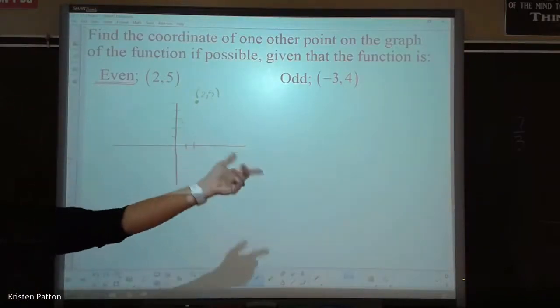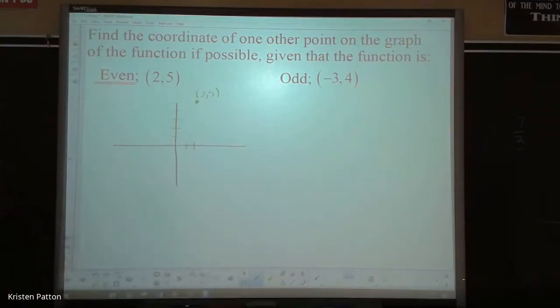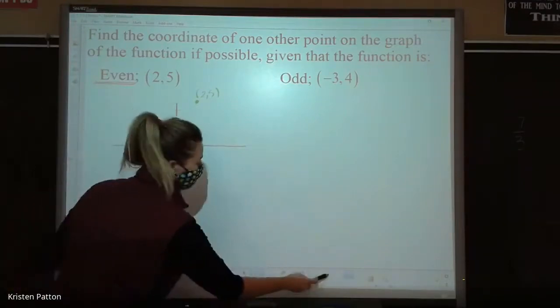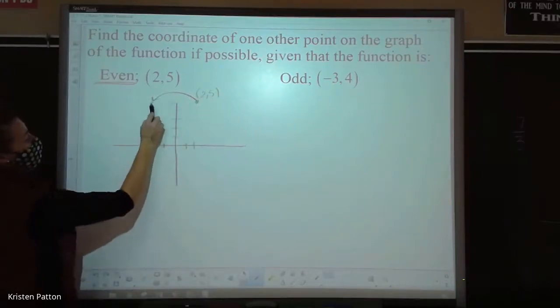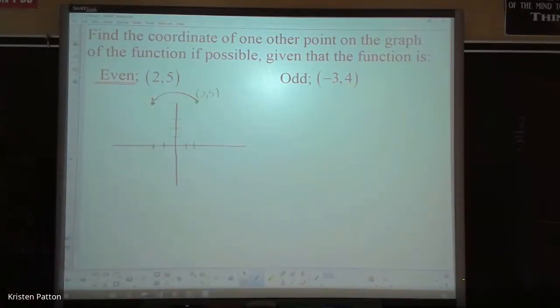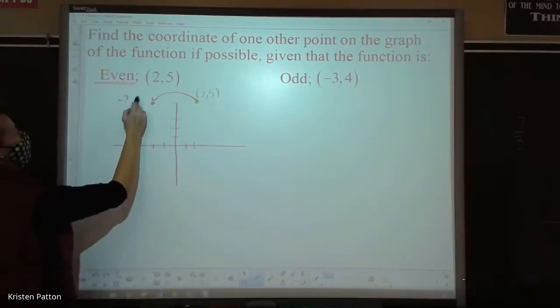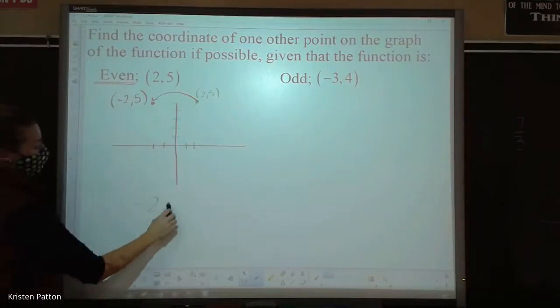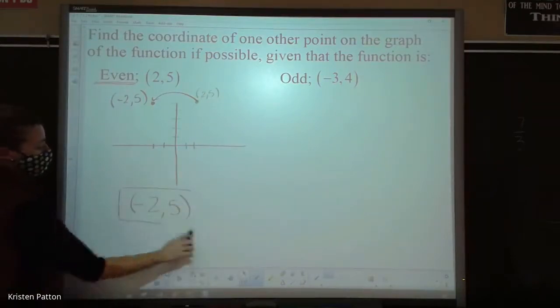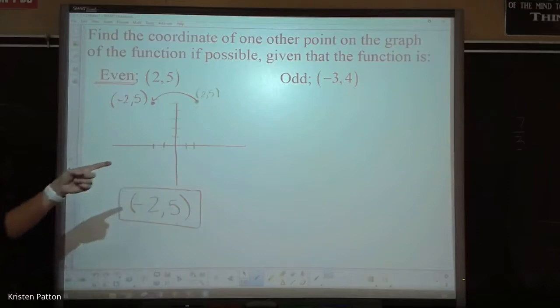Flip that point over. You did so much of this in geometry, right? So if we're going to just flip this to the other side, what are the coordinates of my new point? (-2, 5). And maybe I should have written it a little bit bigger. (-2, 5). That's our answer. So when we know (2, 5) is on the graph and we know it's even, then we already know that (-2, 5) is on the graph.